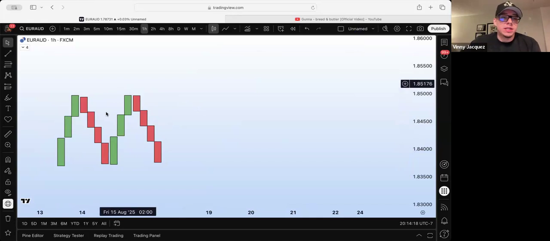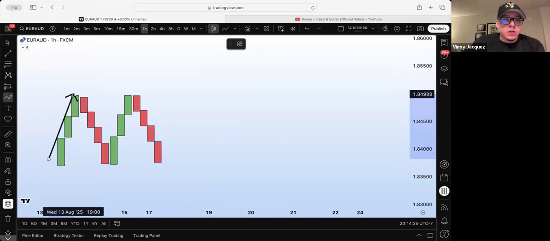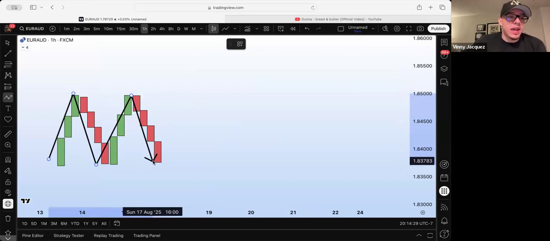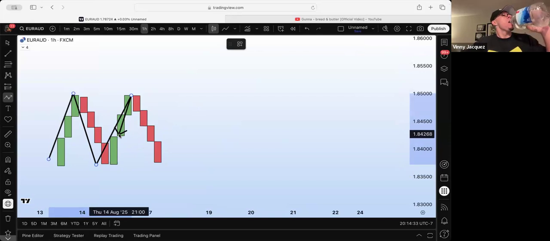Okay. Now I'm gonna make this consolidation simple. We can easily see, right, that we have, where's my tools? Resistance, support, resistance, support. Give me an 8 if you can see what I'm drawing out here. Give me an 8 if you can see this consolidation.